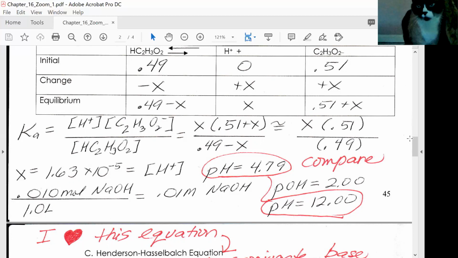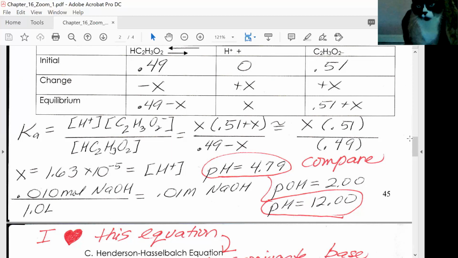Now, what would happen if you added that amount of base to water? If you look at the bottom, you'll see 0.010 mole of NaOH over 1 liter. That's 0.01 molar NaOH. You would calculate your pOH to get 2. And then remember, pOH plus pH equals 14. So you would get a pH of 12 if you added the same amount of sodium hydroxide to water.